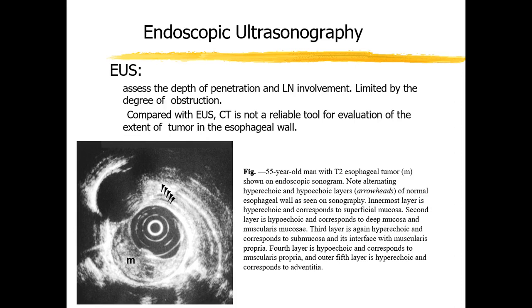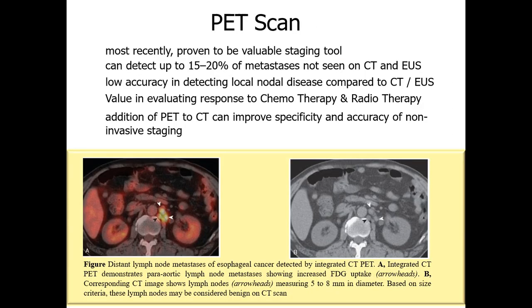Now, endoluminal ultrasound. Nowadays, to see whether the tumor is involving the mucosa, submucosa, lamina propria and so on, endoluminal ultrasound has the highest sensitivity and specificity for diagnosing the T stage, that is T1, T2, T3 and so on.